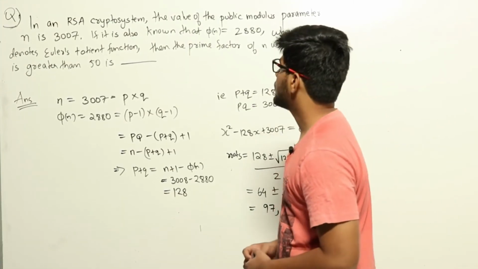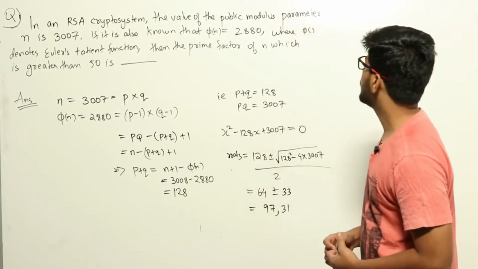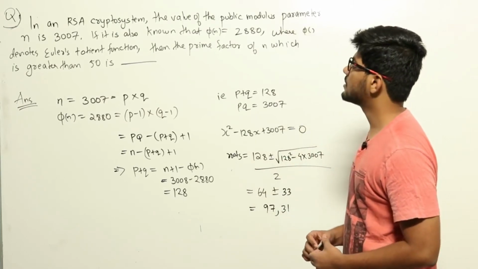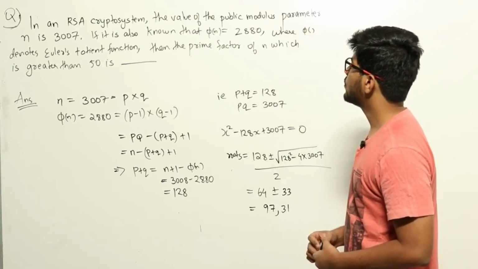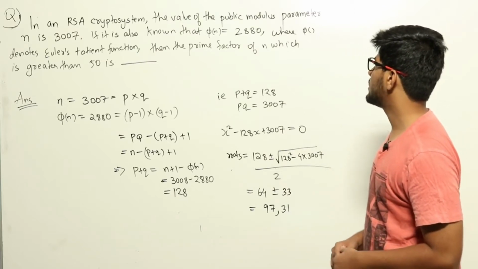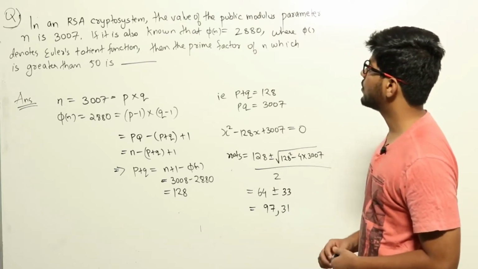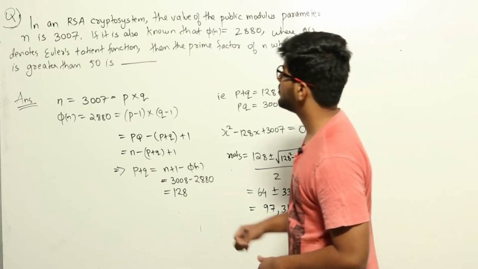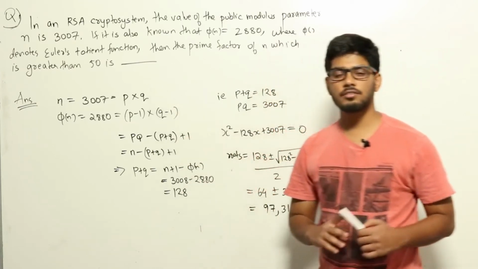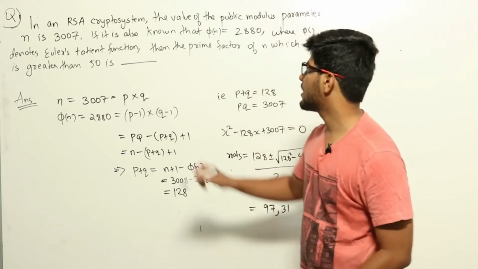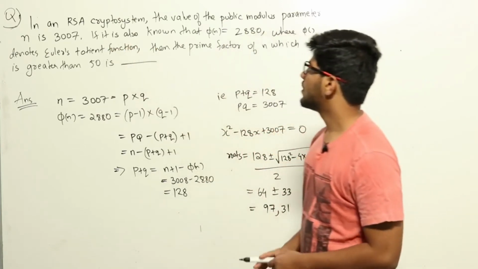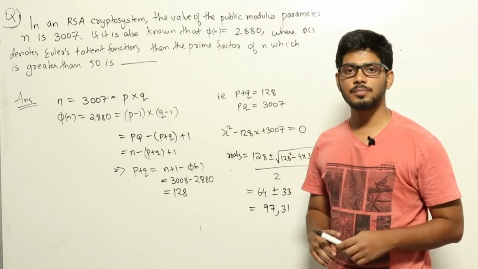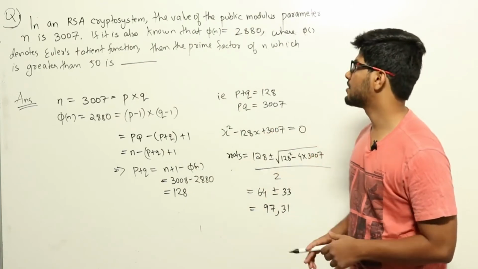In an RSA crypto system, the value of the public modulus parameter n is 3007. If it is also known that phi of n equals 2880, where phi denotes Euler's totient function, then the prime factor of n which is greater than 50 is dash. So this is a question from computer networks regarding RSA crypto systems. Now if you don't know about RSA crypto system, please refer to the video lecture to learn about that first.